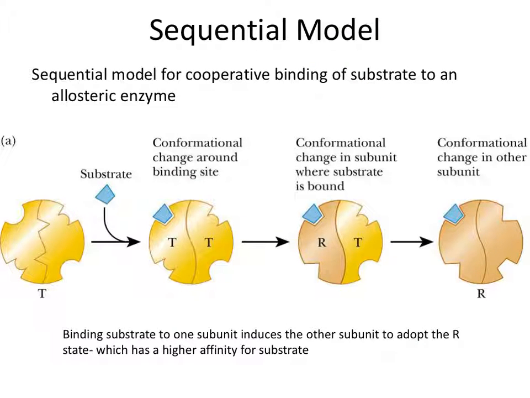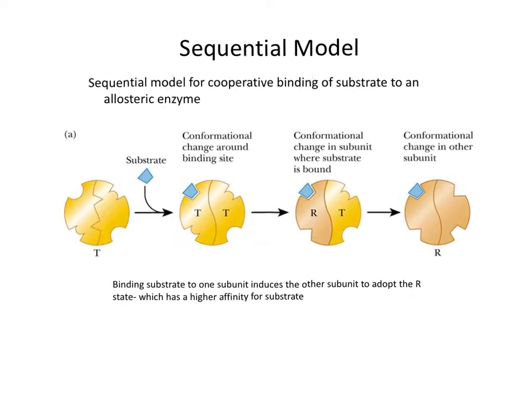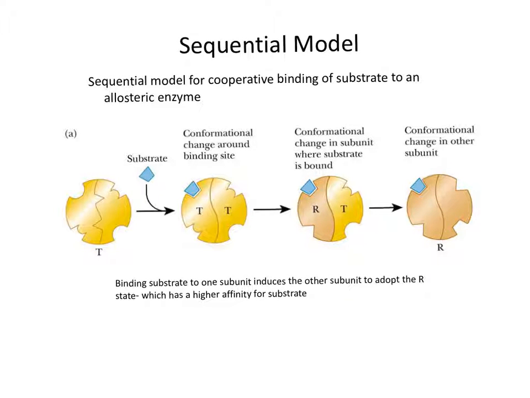Alrighty, so this is the simple sequential model. It's not showing any inhibitors. You can see it binding, how it's transforming it, causes it to go to the R state and pulling it towards the R.